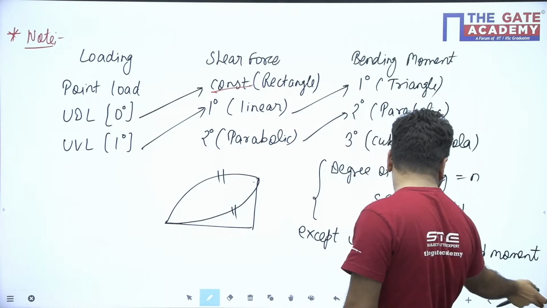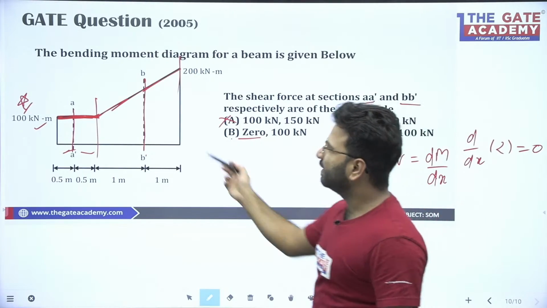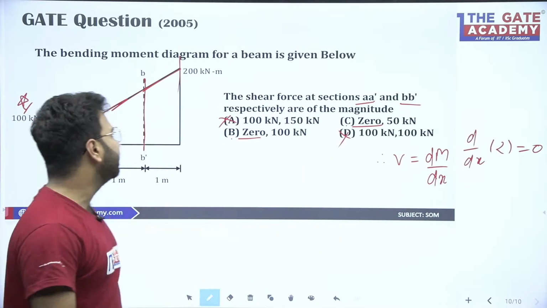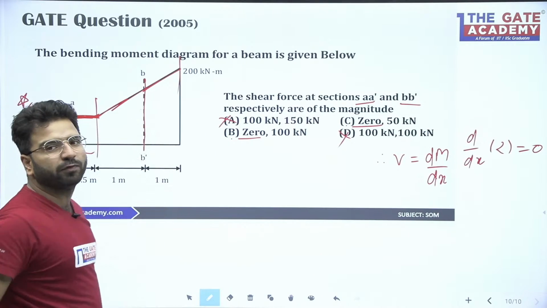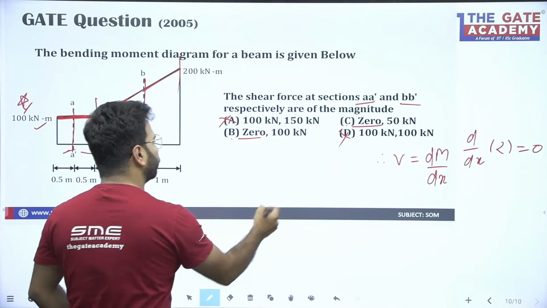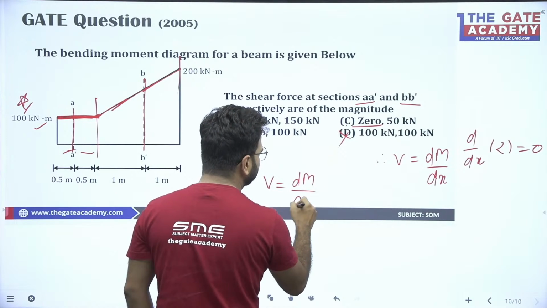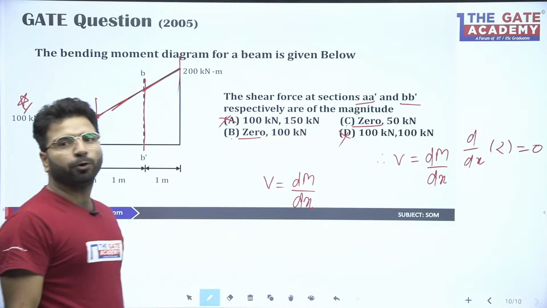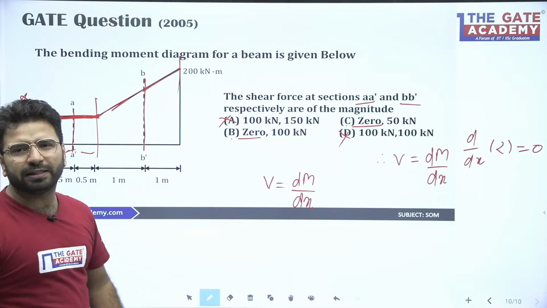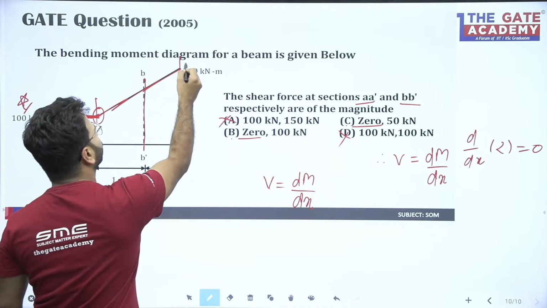So you can see in this problem, if bending moment is linear, we can say definitely shear force in that particular section will be constant. Now how to find shear force? Same relationship, V is equal to dM by dx. For dM by dx, what do you need? You need moment at any 2 points. So you know bending moment here and bending moment here.